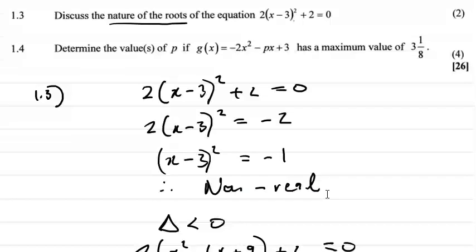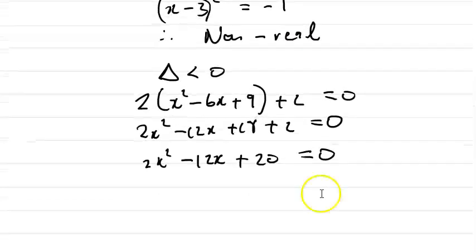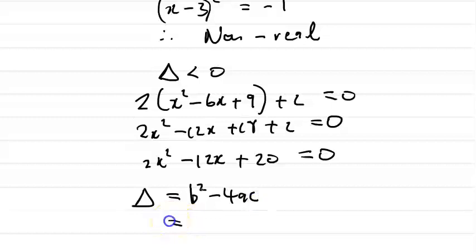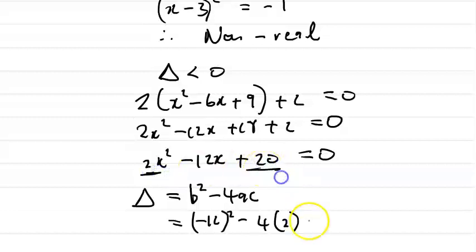And then now if you want to describe the nature of the roots or discuss the nature of the roots, we'll look at delta, which is the discriminant, delta equals b squared minus 4ac. And let's work out what delta will equal. So that will be b squared, which is minus 12 squared, minus 4 times a is 2, there's a, and then c is positive 20.